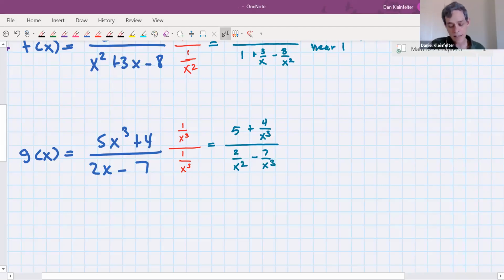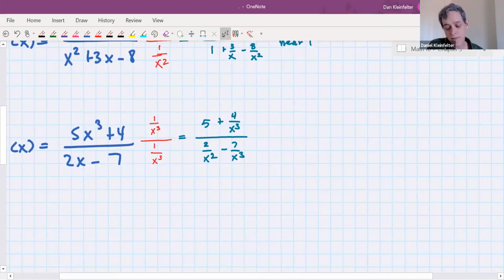Okay, so now let's think about what's happening to our numerator and denominator. Remember, x is getting really, really big, right? If x is getting really big, like a million, a billion, a trillion, then cubing it makes it even more huge. 4 divided by a really big number is really tiny. So the numerator here is getting close to 5. If you like, plug in some numbers for x, and you'll see that 5 plus 4 divided by a really huge number is going to be nearly 5.